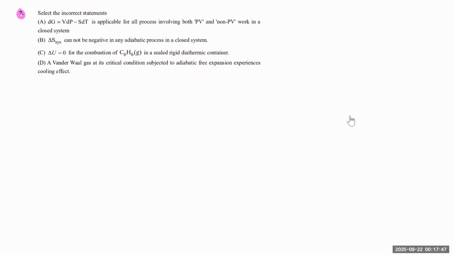So let us read the seventh one. We need to figure out the incorrect statements in this. Okay. Instead of correct, now we are worried about incorrect statements in this class. Let's talk about that.